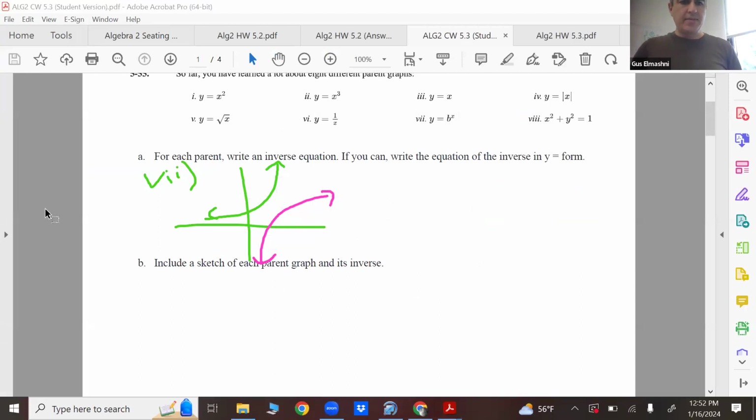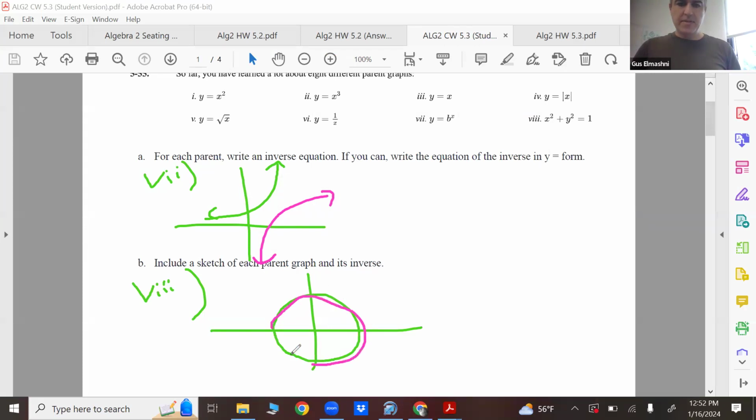And then 8, that's just a circle. And guess what? The inverse is the same circle, because they're symmetric about y equals x. Easy peasy. Okay, any questions?